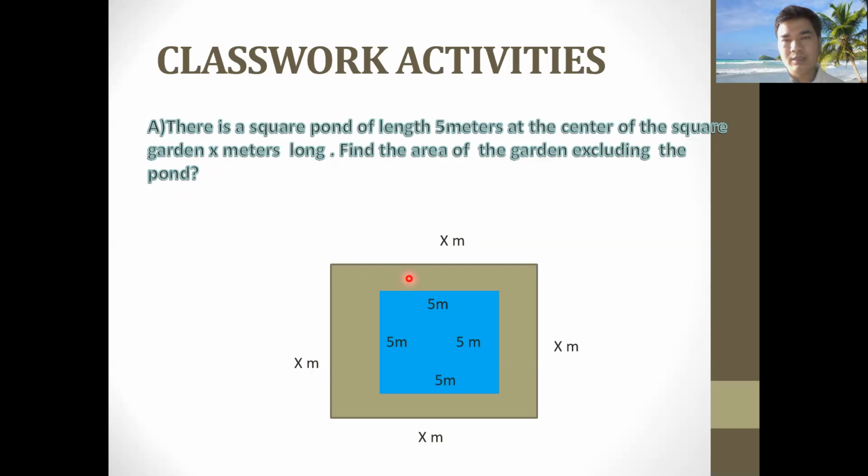This is the square garden, whose length is x meter, and this is the pond inside it, whose length is 5 meter. We have to find the area of this square garden first, that is A1, and then A2, the area of the square pond inside. If you subtract this square pond from this square garden, the remaining part will come. Okay, that is the question.